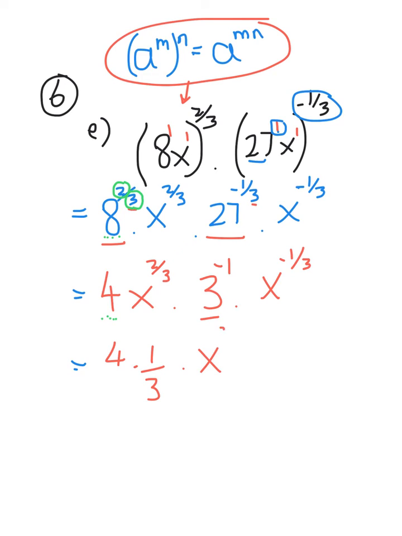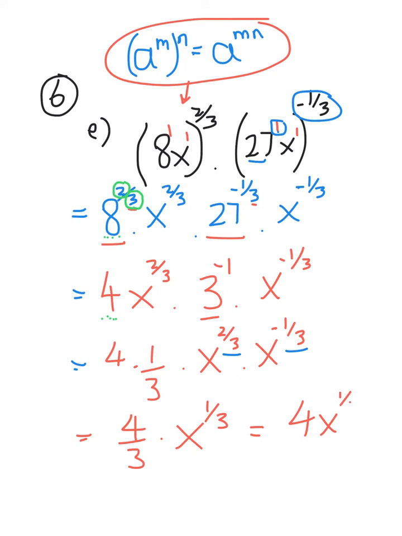x to the 2/3 times x to the negative 1/3. Well, that looks like we're going to use the law of exponents where we add the powers. 4 times 1/3 is 4/3. x to the 2/3 times x to the negative 1/3. We add the powers. 2/3 plus negative 1/3 is going to be x to the 1/3. And there's your final answer. We could rewrite it as 4x to the 1/3 all over 3. That would be fine too.